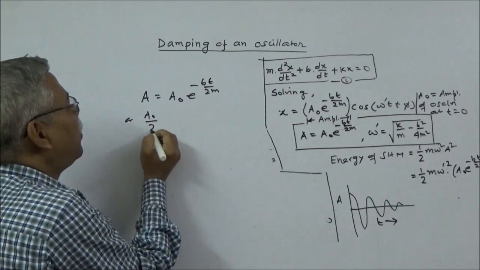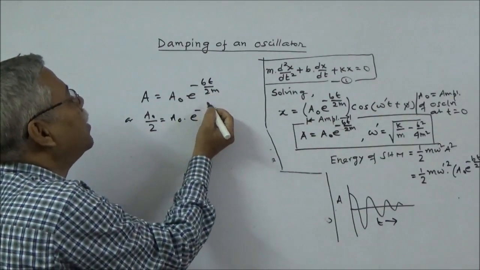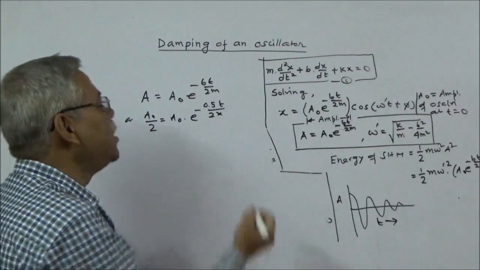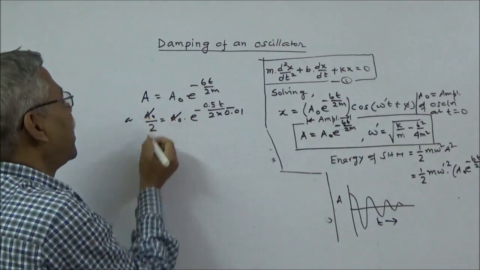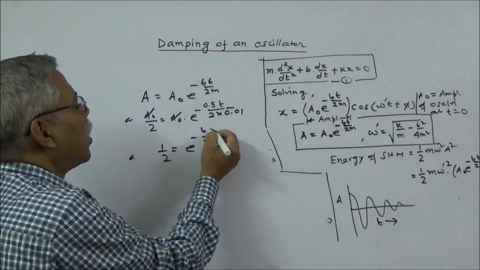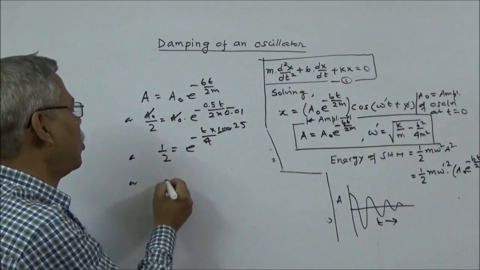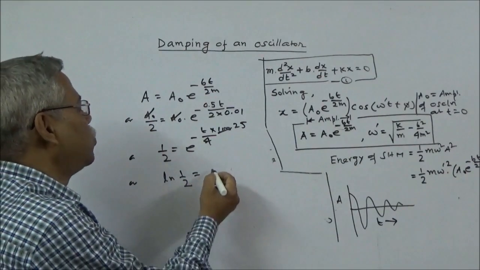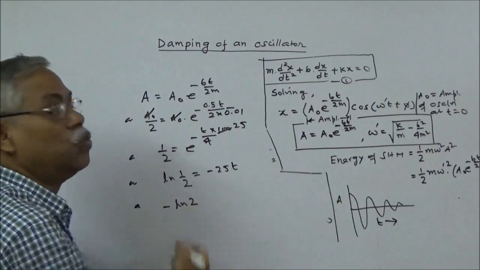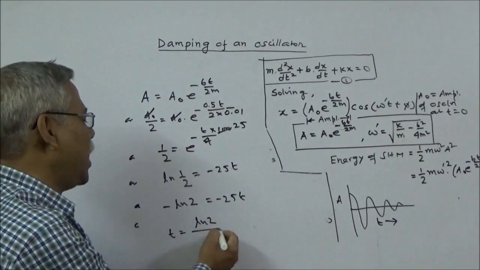Or A equals, according to the problem, 50% of the maximum amplitude or starting amplitude, A naught by 2, equals A naught into e to the power minus b t by 2 into mass, b equal to 0.5. Mass is 10 gram, so convert it into kg, 0.01. Or A naught cancels, half equals e to the power minus t by 4 into 100, so minus 25t. Now take log on both sides. Log half equals minus 25t. Or log half equals minus log 2 equals minus 25t. Or t equals ln 2 by 25.